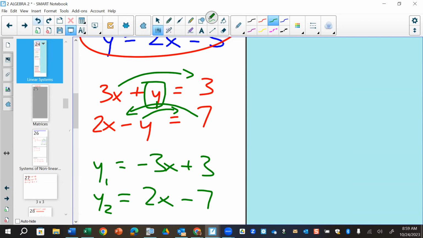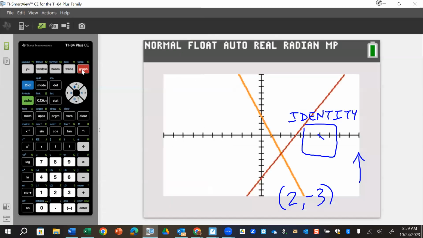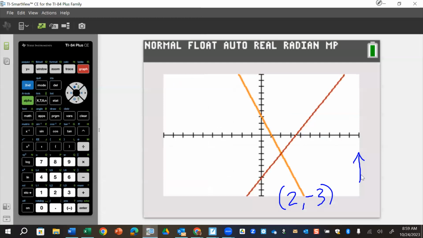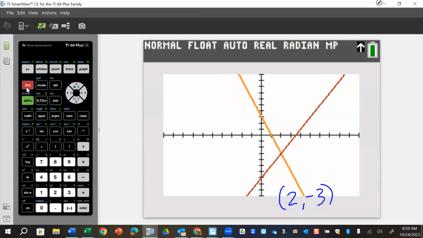Okay. So if you don't like the matrix, what the heck? You could plug it in and do graphing. And hopefully you remember the method there. Okay. Plug them in, graph. Okay. Do you see a point of intersection at 2, negative 3? I hope. Okay. But what keystrokes are you going to need to do to find that? Trace 5. Enter. And there you go. Okay. So that is a full lesson on systems.